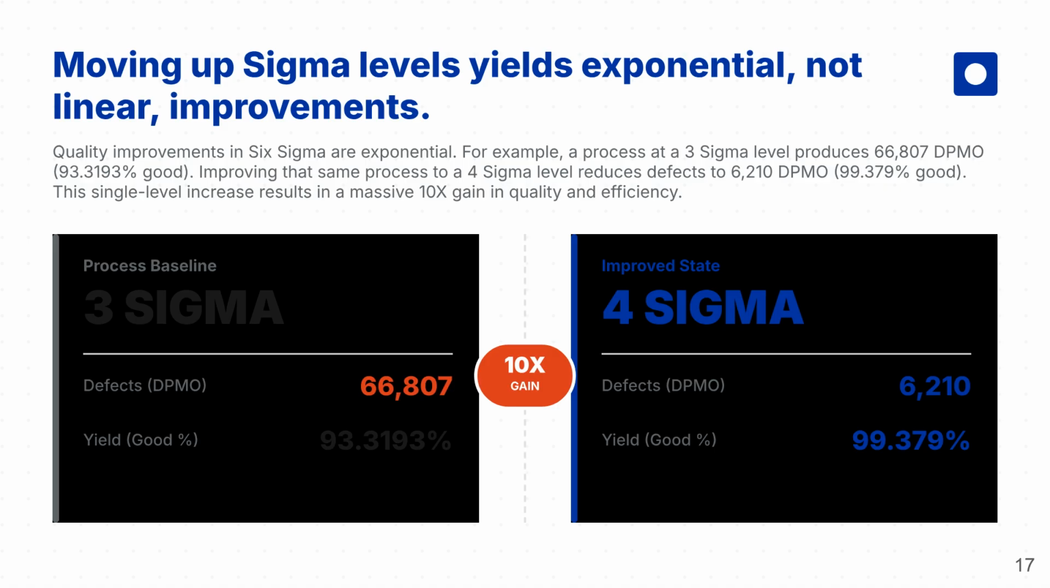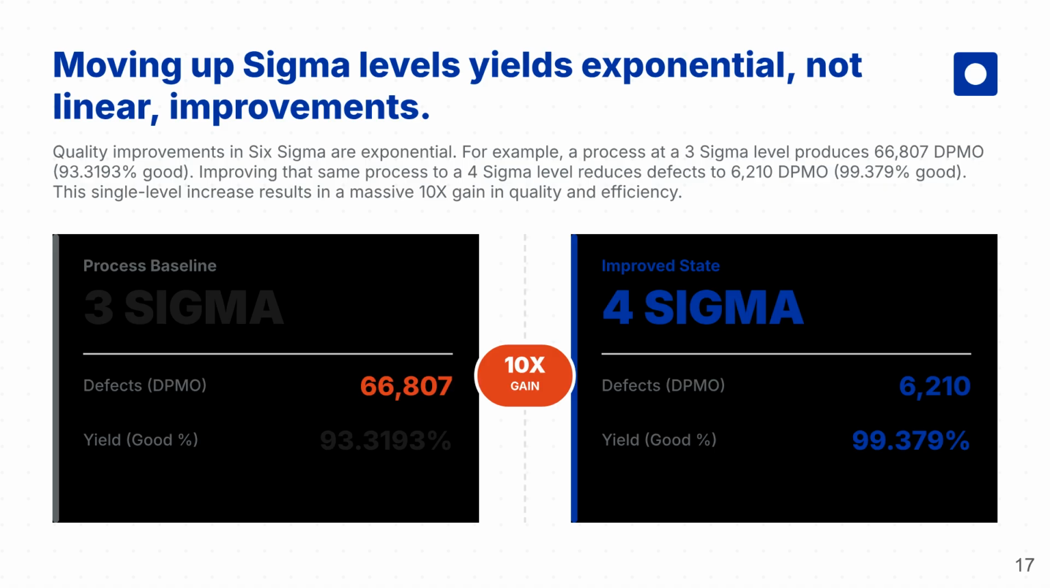Consider a manufacturing plant producing 1 million electronic devices. At the 3 Sigma level, over 66,000 products could contain defects requiring repair or replacement. After improving the process to 4 Sigma, the number of defective products drops to just over 6,000. This not only reduces production costs, but also improves customer satisfaction and strengthens the company's reputation.